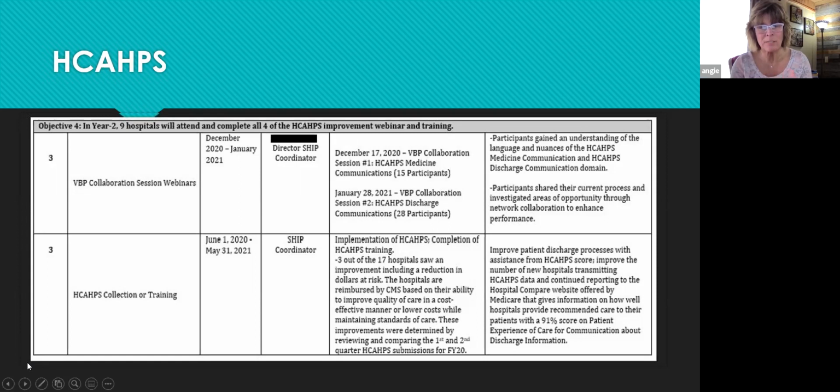And comparing first and second quarter of HCAHPS submissions for fiscal year 20. So again, it demonstrates some baselines. But if we're looking at first and second quarters of fiscal year 20, that really doesn't give us a whole lot of time to demonstrate the improvement. It will probably have to continue into that next year to continue looking at what we could do different. And I like the 3 out of 17 saw an improvement.